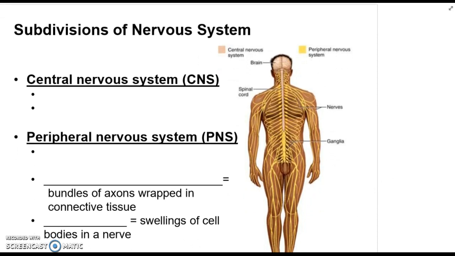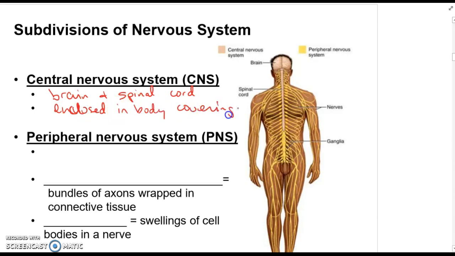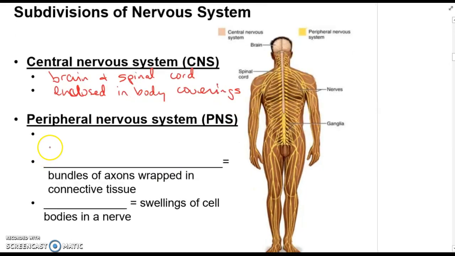So there's two parts, or what they call subdivisions, of the nervous system. One is the central nervous system, and it has two parts: the brain and the spinal cord. Those are the two parts, enclosed in bony coverings. But again, I'll get to the central nervous system later. We're going to focus on the peripheral nervous system in this part, except what I just mentioned.